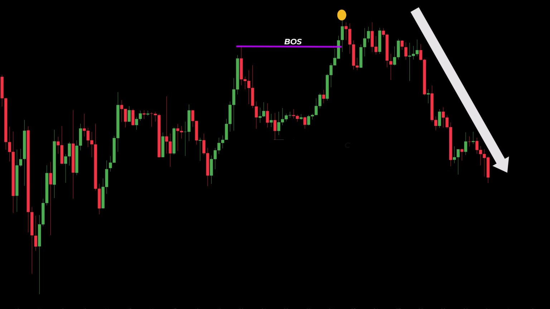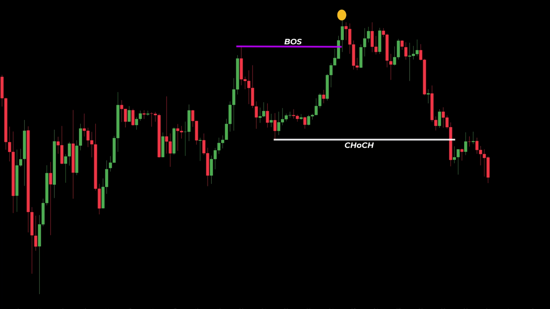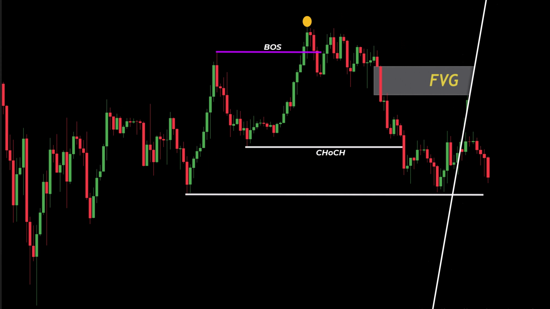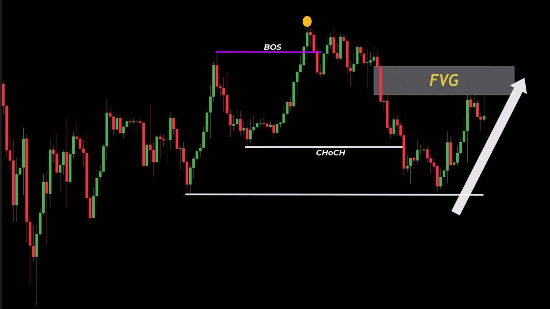But moving in the opposite direction, say the price breaks a sell-side liquidity level instead. That's a bearish order flow. Sellers are in control, and their next target is the next lower low. If price then reverses and breaks a swing high, we get a change of character. It's like the market whispering that a trend shift may be on the horizon.